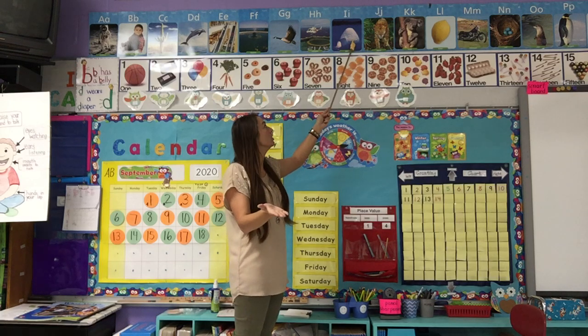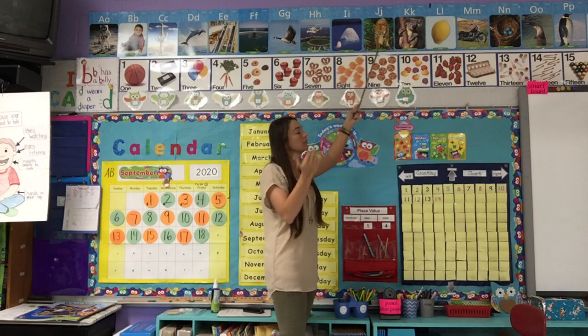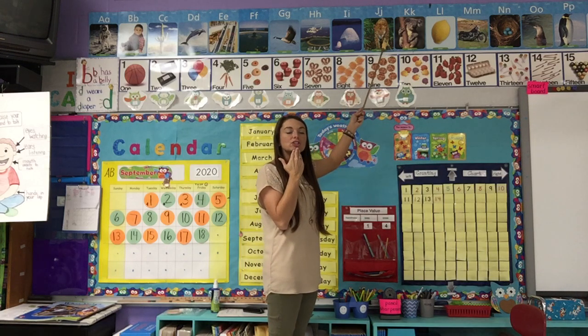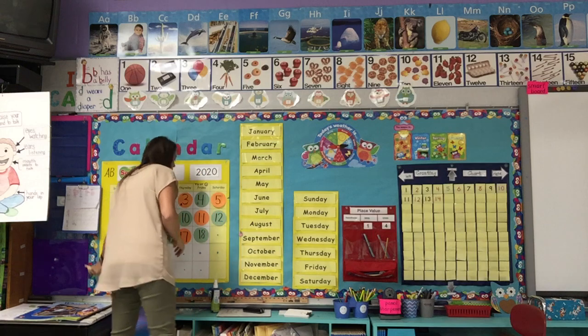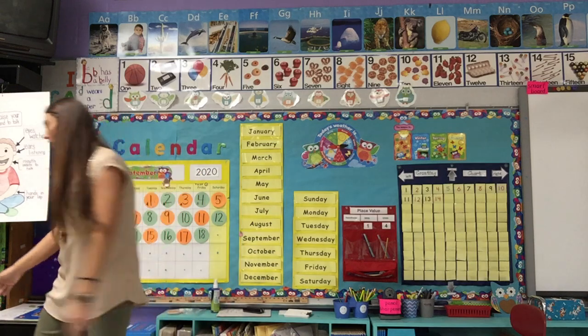Igloo. Good job. J. Jaguar. Very good. Now this morning, I'm going to show you how to write the letters I and J.